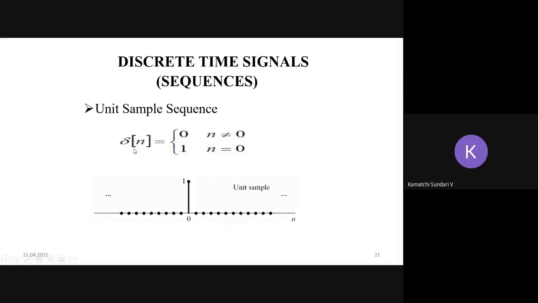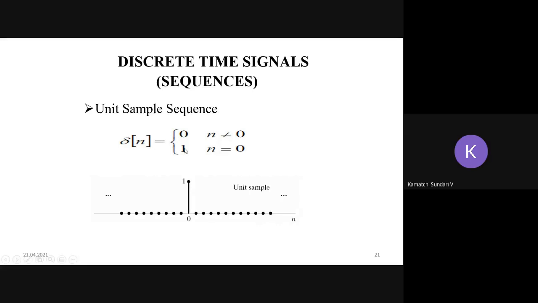So here it is represented with del of n. Here this del of n amplitude value is equal to 1 only for the point n is equal to 0. Here we are dealing with only the small n. So if you want to do it with the continuous time domain, then the small n should be replaced with small t. That's all, right?